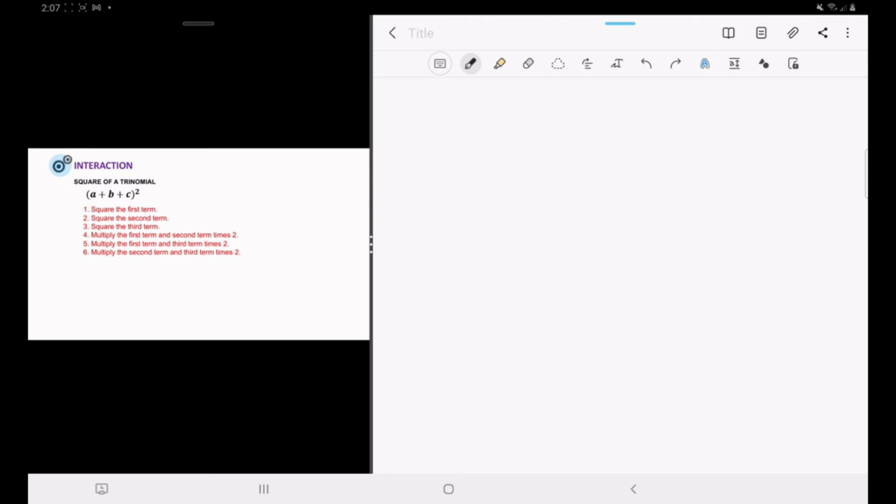Next special product is the square of a trinomial. So we have here a plus b plus c and then squared. To get the product of the square of a trinomial, we first get the square of the first term. So this is the first term. We have a squared. And then square the second term, plus b squared. Then square the third term, plus c squared. And then multiply the first term and second term times 2.